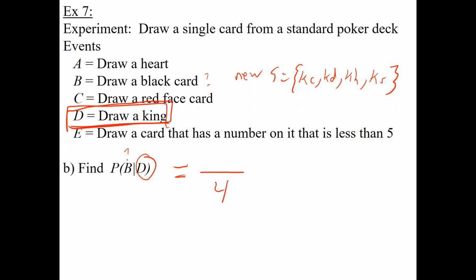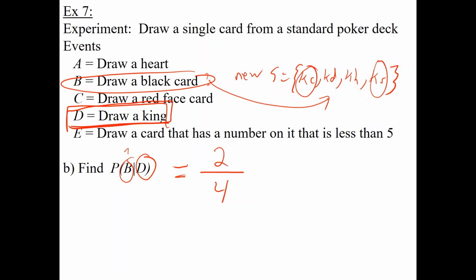And now I want to know how many in here are B, whatever B says, black. So how many of these are black? And the answer is 2 of them. King of spades, king of clubs. So 2 out of 4. If you tell me that I drew a king, there's only 4 options. If I want to know the probability that I have a black card, well, of the 4 options, 2 of them are black. So 2 out of 4.